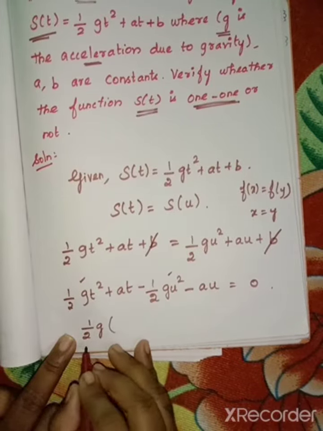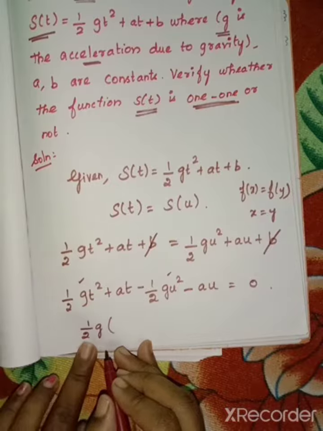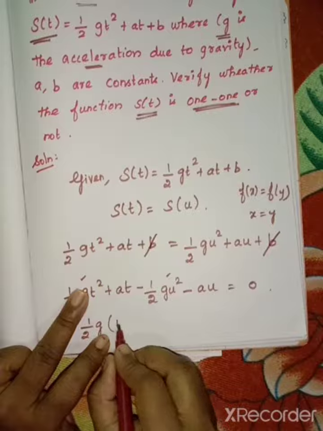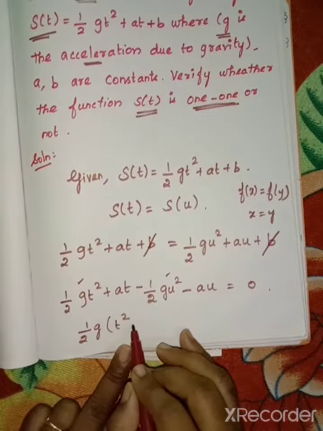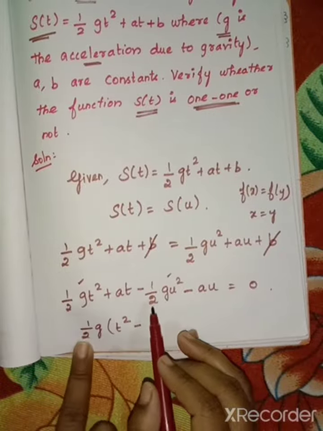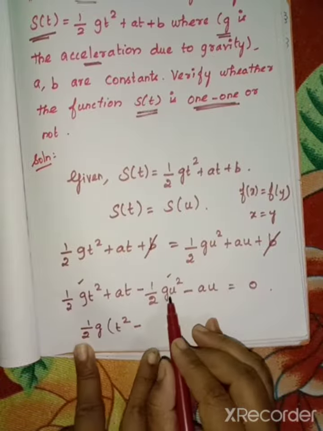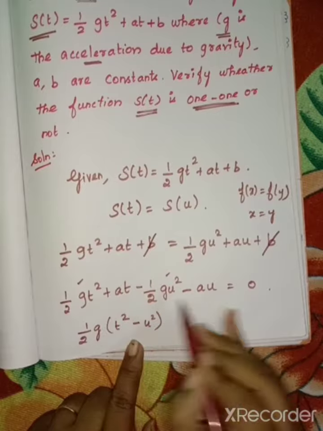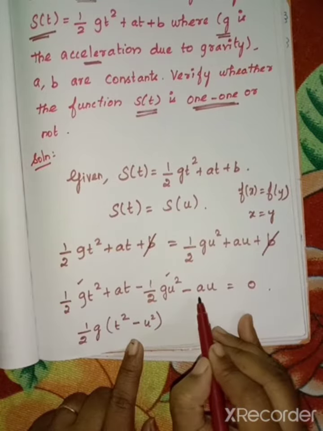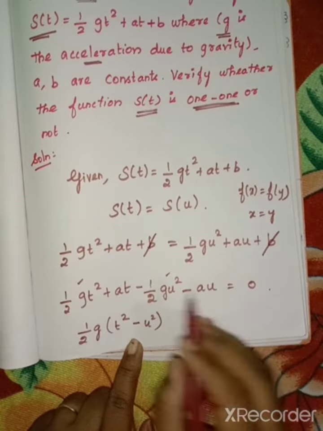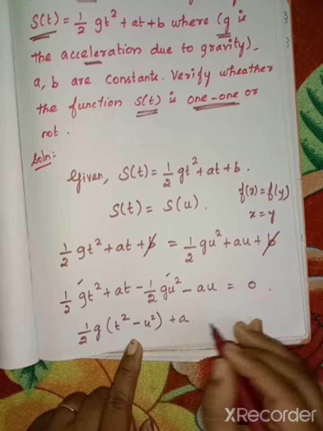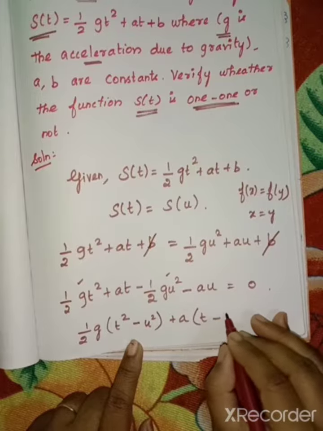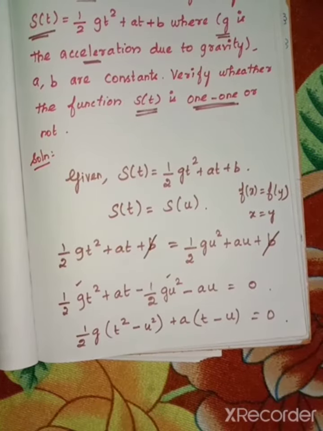If you take 1 by 2 g outside, the remaining term is t squared. Likewise, here we have a minus sign. Then 1 by 2 g is taken outside, and the remaining term is u squared. Likewise, for the second term and the fourth term, we have a common term, that is a. So here we take plus a. If you take it outside, t minus u remains, equal to 0.